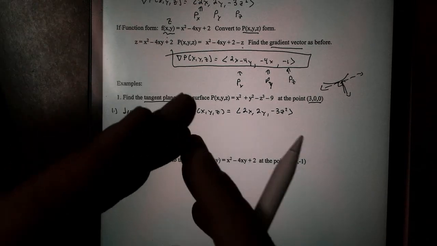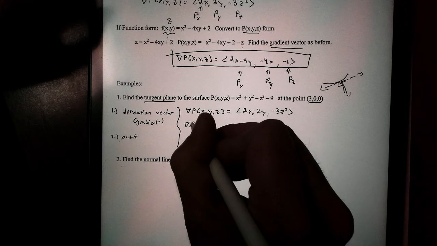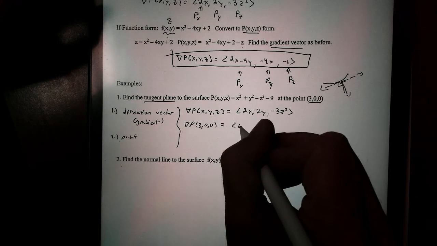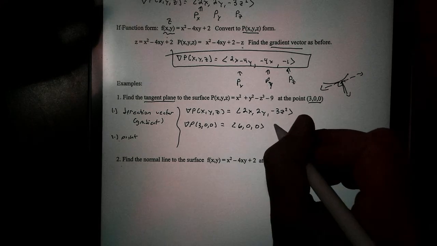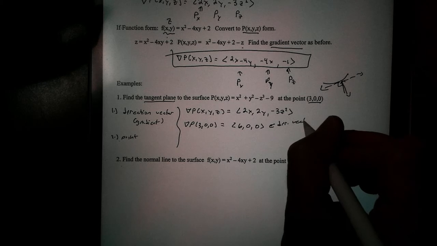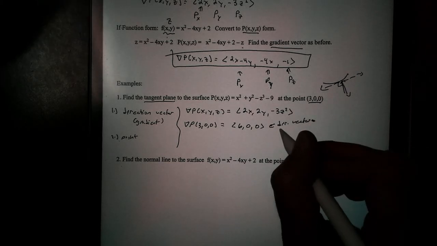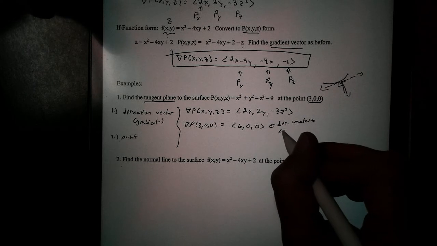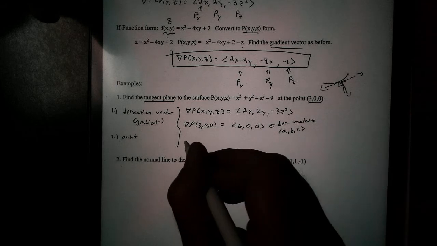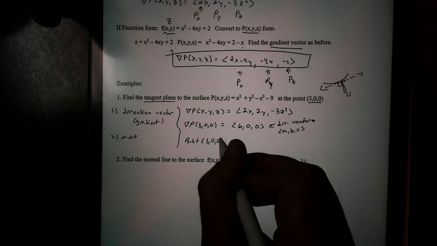Now, I'm going to find my direction vector at the point. So, del F of 3, 0, 0, and that's going to give me 6, 0, 0. Now remember, this is my direction vector. And earlier this year, when we wrote the equation of a plane, this was our A, our B, and our C. The point they give us is 3, 0, 0.